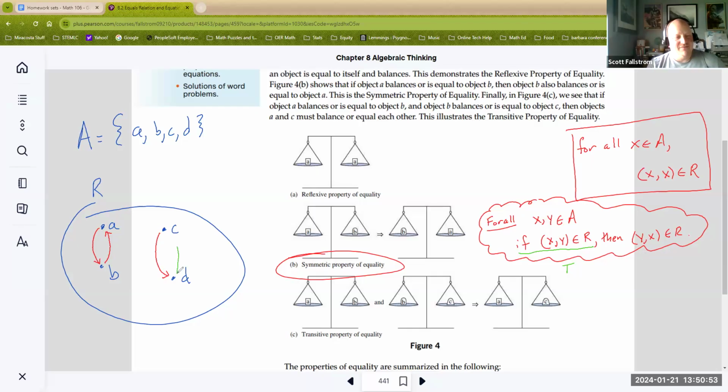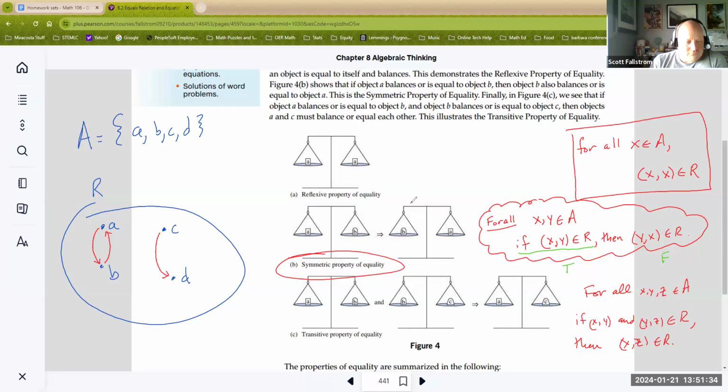Okay, so then I have to have this one. If I don't have that green path, then this piece over here would be false, and you would say the symmetric property does not hold true for this relationship. Right? And lastly, transitive. Transitive says this: for all x, y, z in the set, give me three things in the set, then if (x, y) and (y, z) are in the relation, then (x, z) has to be in the relation.